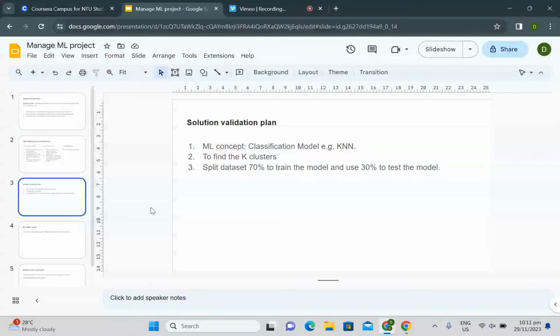And the first step is to find out how many faulty part types this system is going to detect. In other words, we have to define the K clusters, the number of clusters we want to classify. And in terms of the training, we can use 70% of the data set to train the model, and the other 30% to test the model.